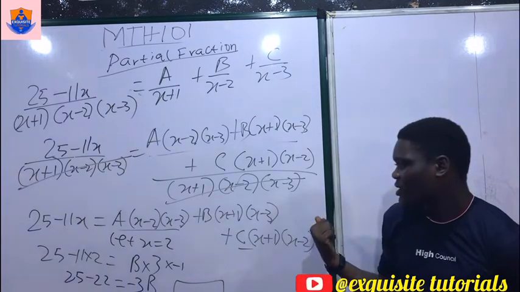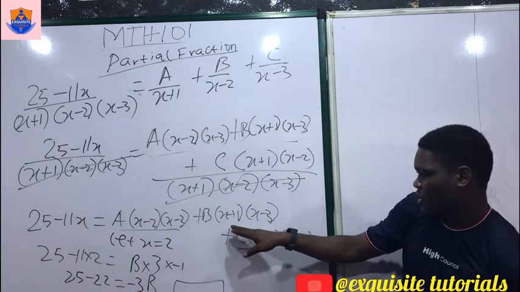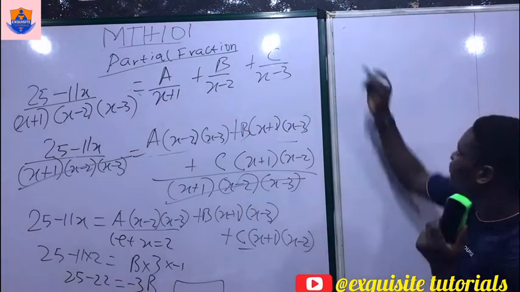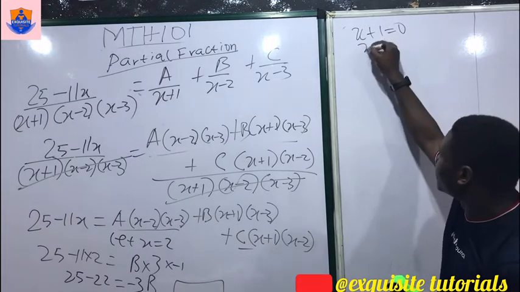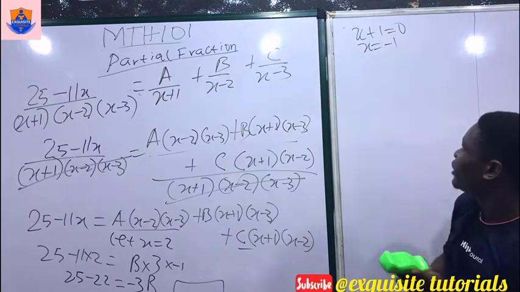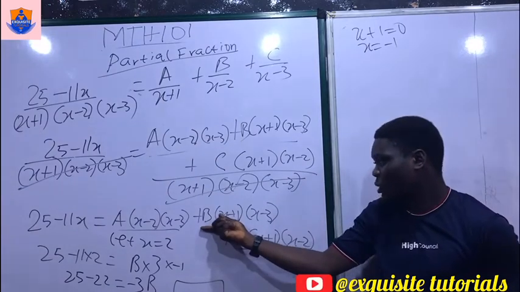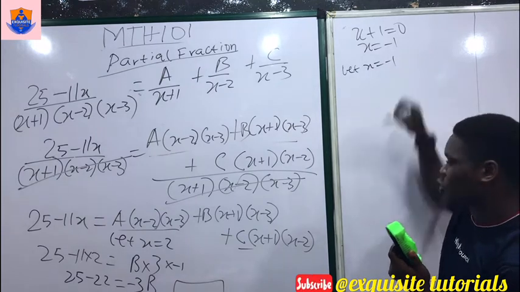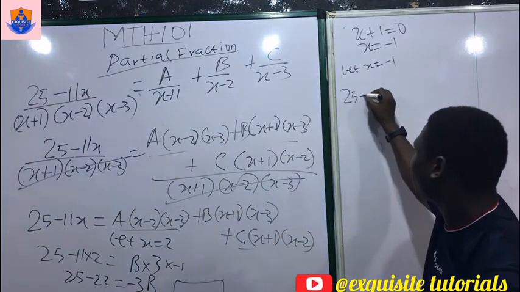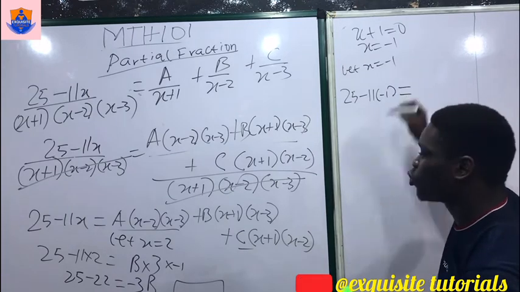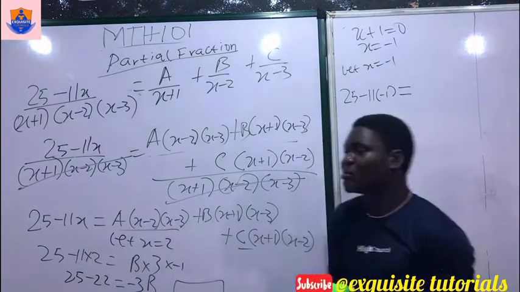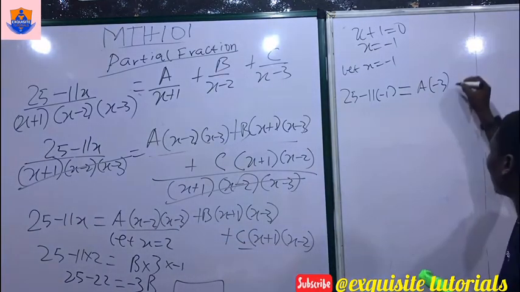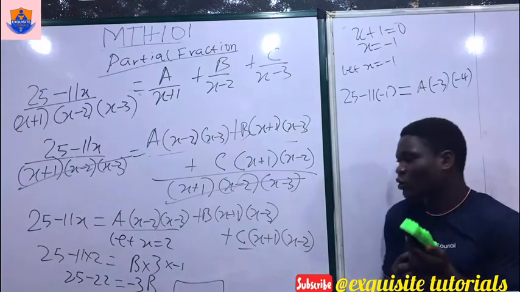We have imputed x as 2. Now what will make this part to be 0? If x plus 1 is 0, it means that x is equal to minus 1. So if I put x as minus 1 here, this automatically turns to 0. So let x equal minus 1. So we have 25 minus 11 bracket minus 1 equals minus 1 minus 2 is minus 3. So we have a bracket minus 3. Minus 1 minus 3 is minus 4. Then minus 4. So we have gotten this part.